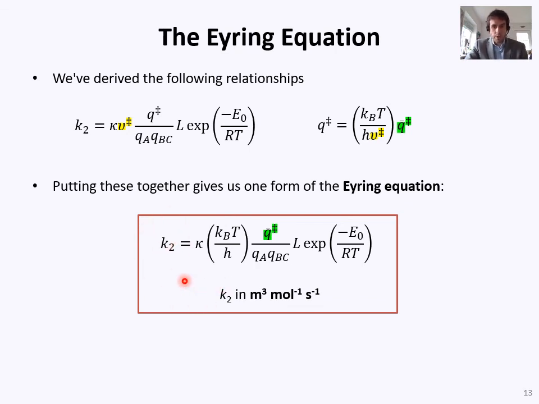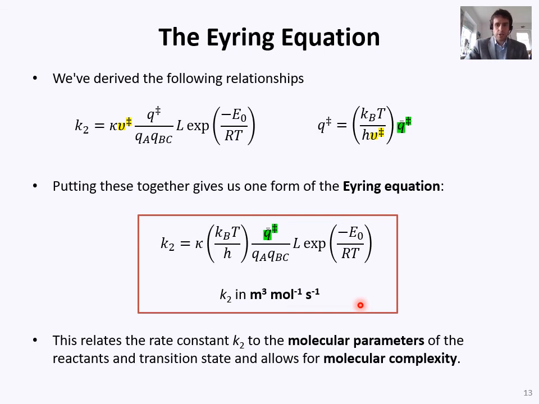The key point is when you use this equation, if you use everything in SI units, you get the answer in meters cubed per mole per second. And through this term here, we're allowing for molecular complexity. We've got an exponential term here. All of these things we can measure. These are all constants: this is Planck's constant, this is temperature, this is the Boltzmann constant. This one is equal to 1. We can calculate all these because they're all constants. That's Avogadro's constant, and this is something to do with the activation energy.